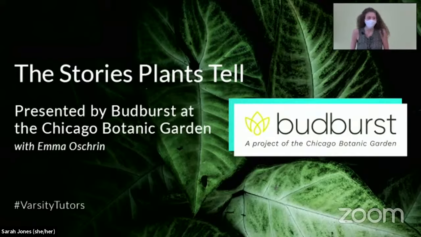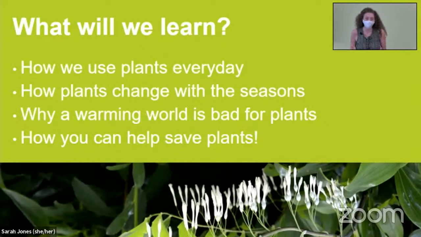So to start off, we are going to go over what we're going to learn today. We are going to talk about how we use plants every day, how we rely on them, how they are all around us. And you're going to help me discover some of the ways that plants are all around us in our homes, outside of our homes, everywhere we are. And we're going to talk about how plants change throughout the seasons, about seasonality in plants and how they change throughout the year. We're also going to talk about climate change and how it can impact plants, and how that effect on plants can also impact us ultimately. And lastly, we are going to talk about how you can become Budburst scientists and help save plants all around you in your neighborhood, in your backyard, and in your communities.